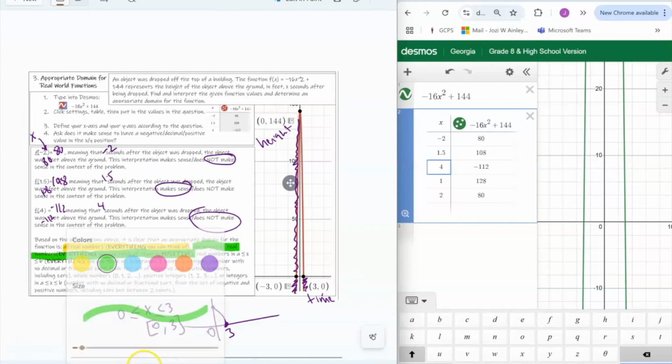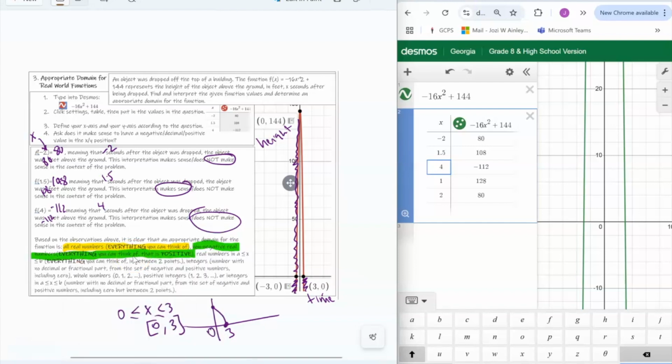All right, now let's keep going through my definitions. Real numbers with A less than or equal to x less than or equal to B. What does that mean? It's real numbers within a restriction. That means everything you can think of between 2 points. That's what I need. So what is that called? Real numbers between 2 points.